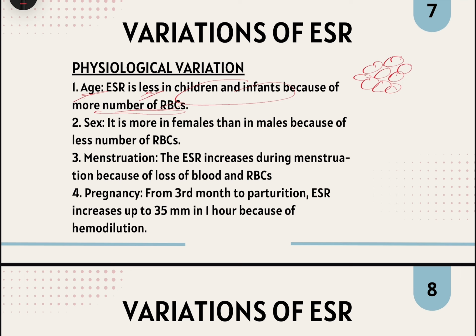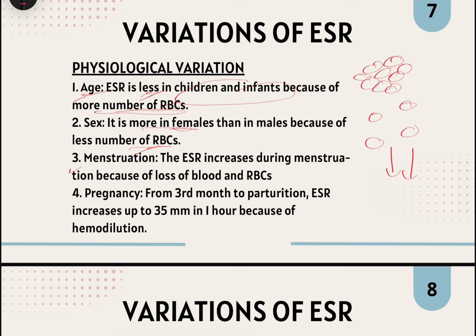Next, the sex or the gender. It is more in females than in males because of less number of RBCs. Again, the same fact: if the number of RBCs is less, there is definitely less trafficking or less viscosity, and the RBCs settle down more.